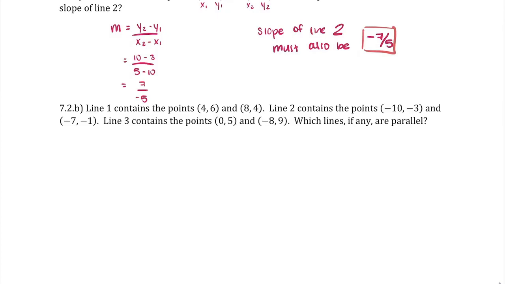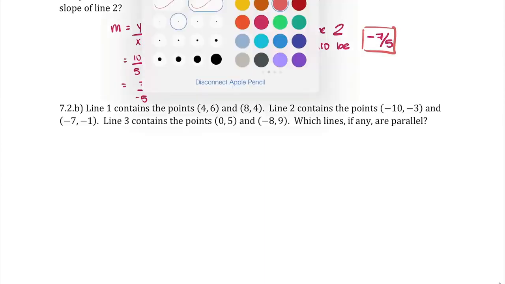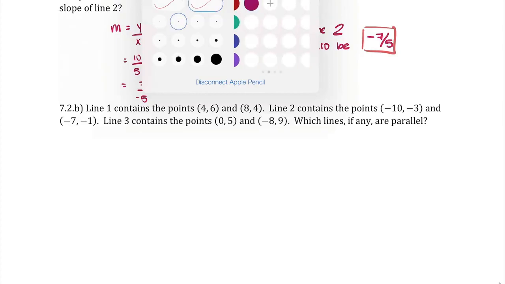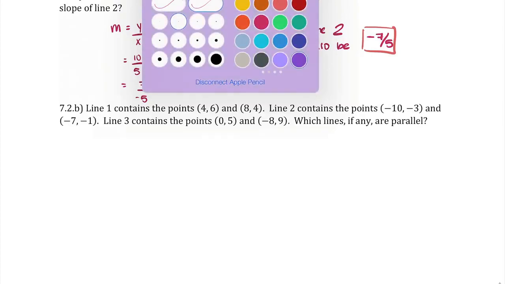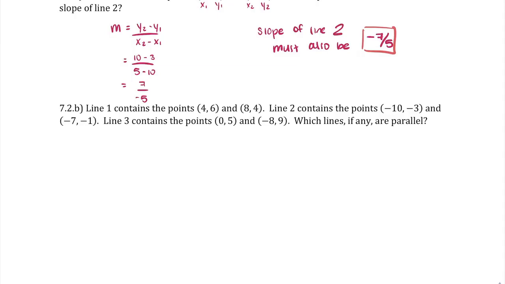Okay, next example. We have 3 lines in this case where we have points on each of the lines. We want to figure out which ones are parallel, and remember that the definition of being parallel means that they will have the same slope. So we want to figure out each of their slopes, and then compare them. I am going to use M1, M2, and M3 to designate line 1, line 2, and line 3. So we're going to do some plugging in here.